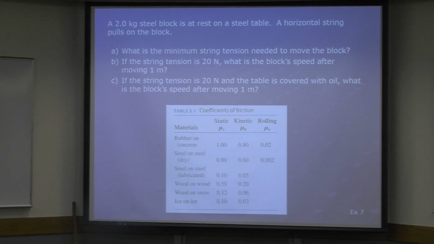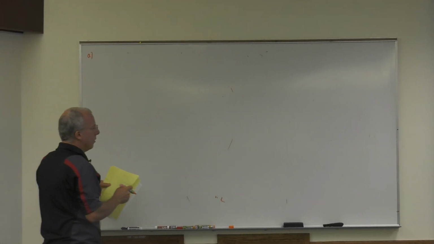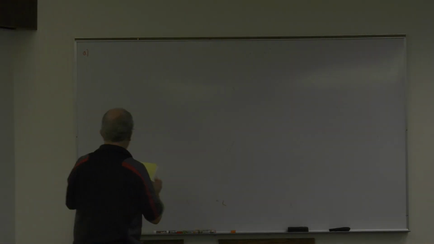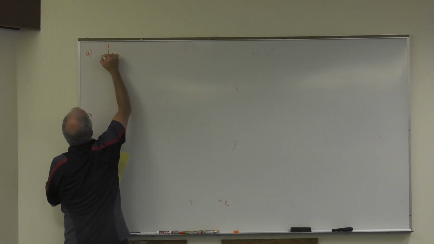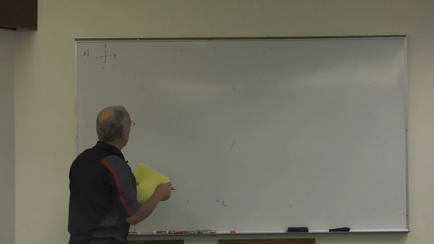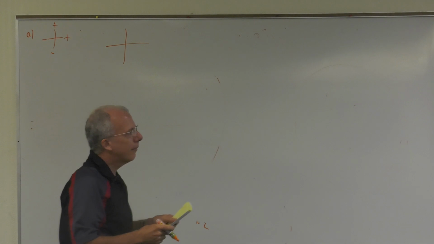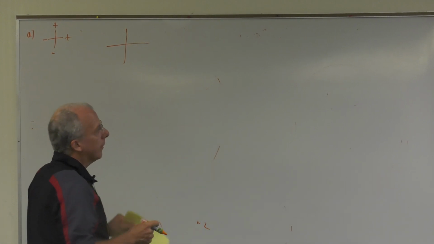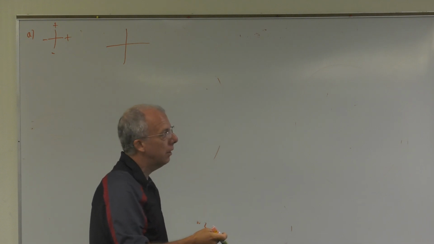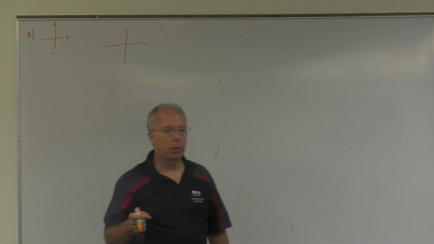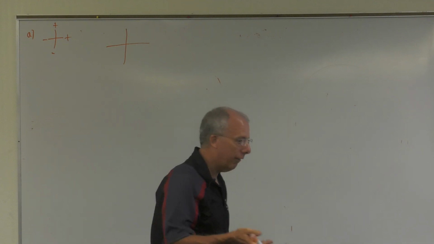Okay, A, let's do A. So this is just a force diagram. There's no reason not to use the Randy Knight coordinate system. Okay, so force diagram. When in doubt, draw a force diagram. So let's see. It's at rest, right? We want the minimum string tension needed to pull the block. So therefore, what's the friction going to be? Fs max, right? Fs max.